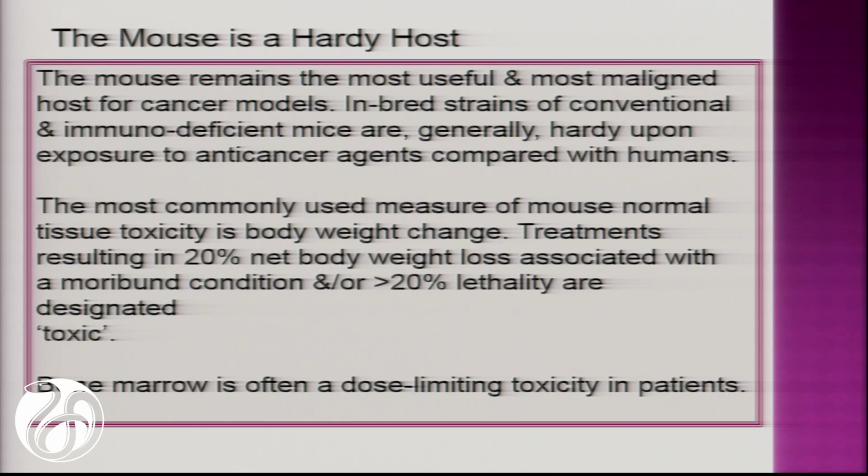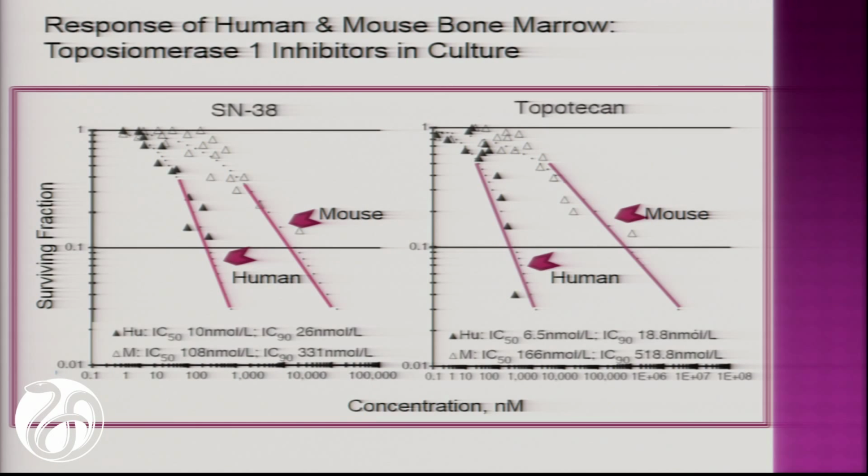Now, one example of a sensitive normal tissue that is often dose limiting, at least with classical chemotherapy in the human, is the bone marrow. And I'd like to just show you an example of the difference between the human and the mouse bone marrow in response to some classical anti-cancer agents that are topoisomerase I inhibitors.